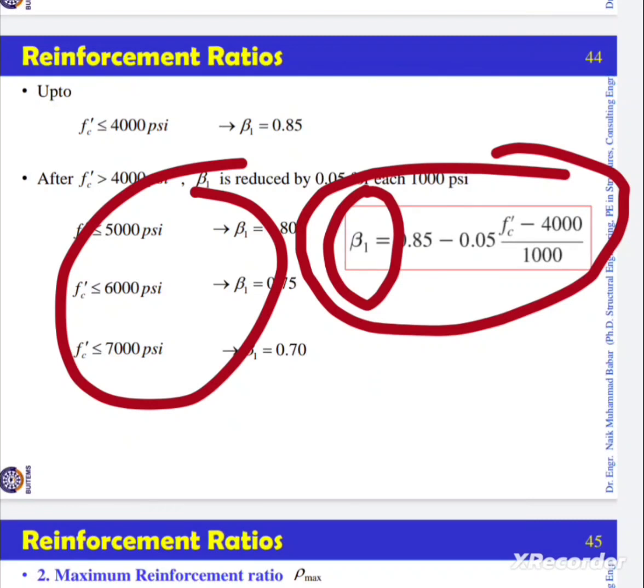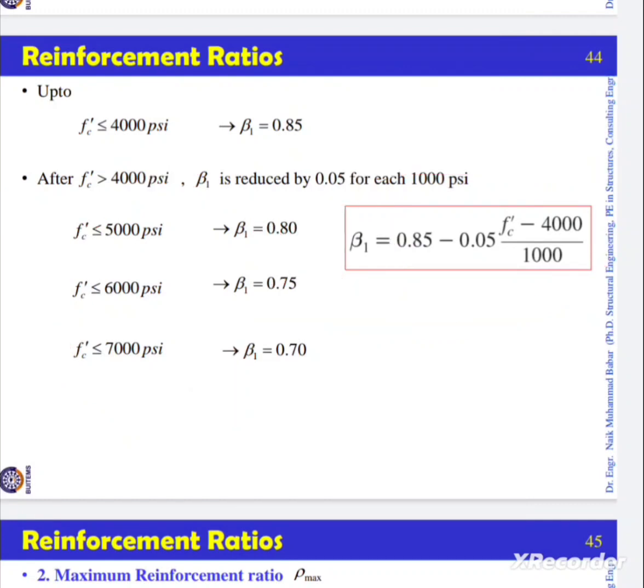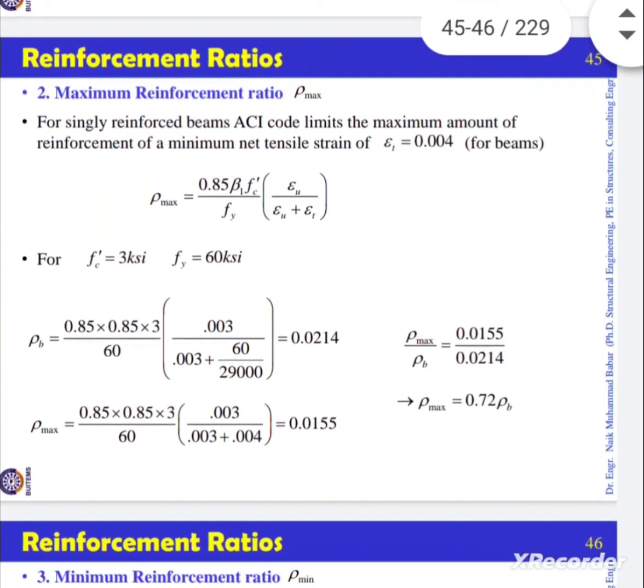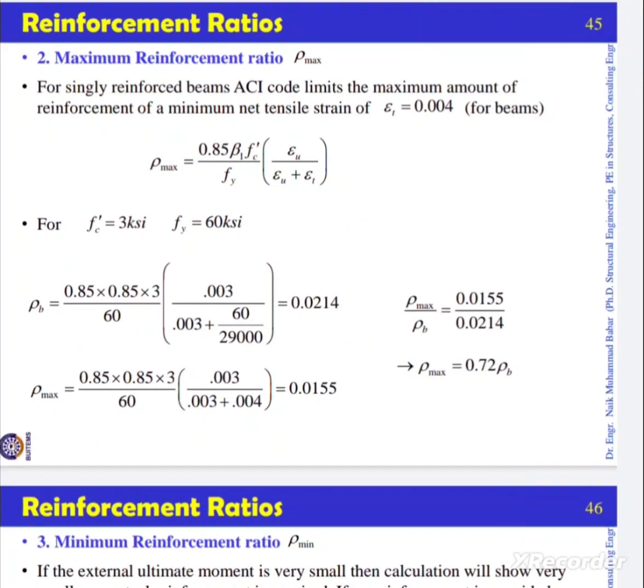ACI gives a few assumptions: that the steel will be within a range, with a minimum and a maximum. So the steel will be provided between the minimum and the maximum. Now we will deal with the maximum. What will be the formula for the maximum reinforcement ratio?